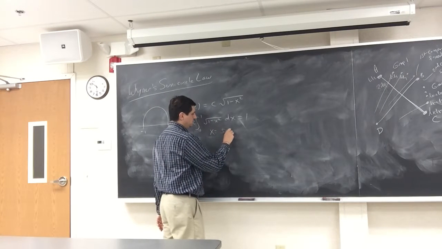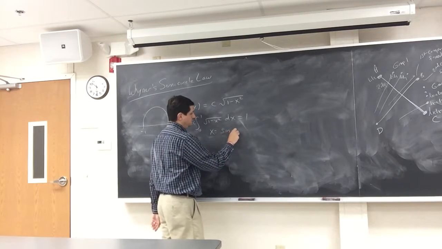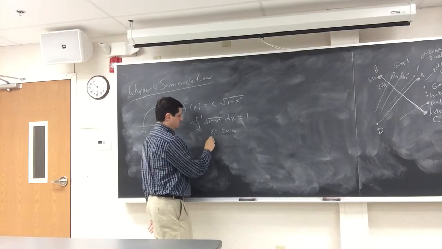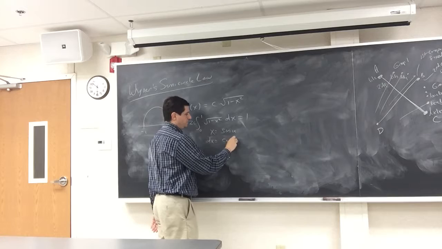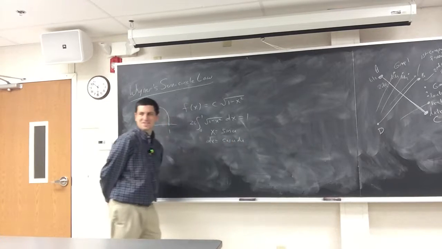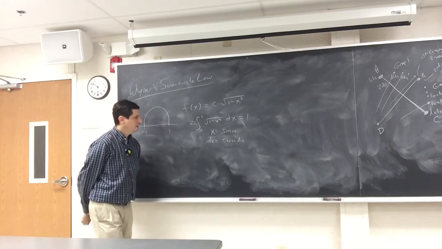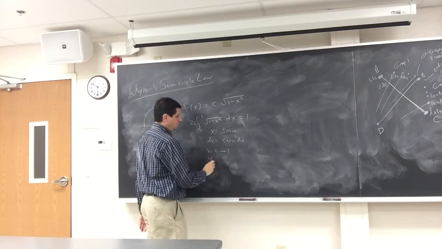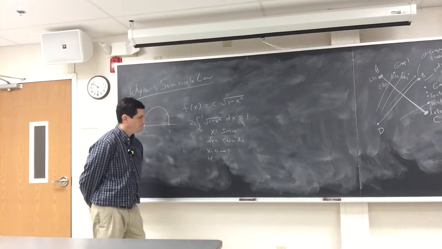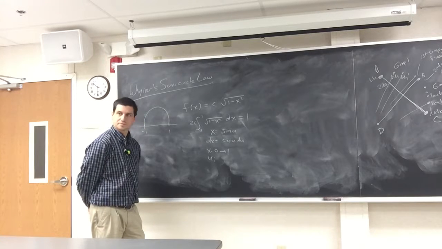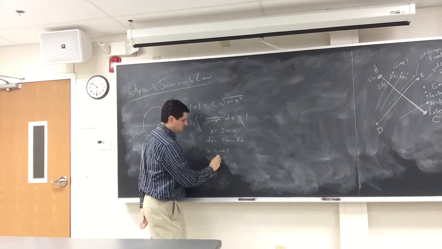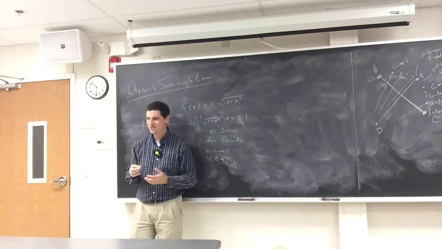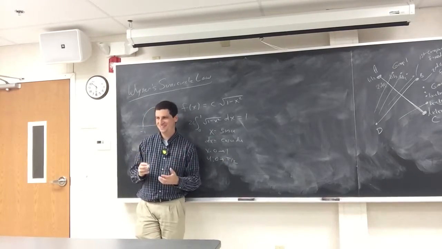So do we want to try x equals sine of u? And then what would dx be? Cosine of u du, and we don't have to worry about minus signs. If x goes from 0 to 1, then u goes from what to what? 0 to pi over 2.